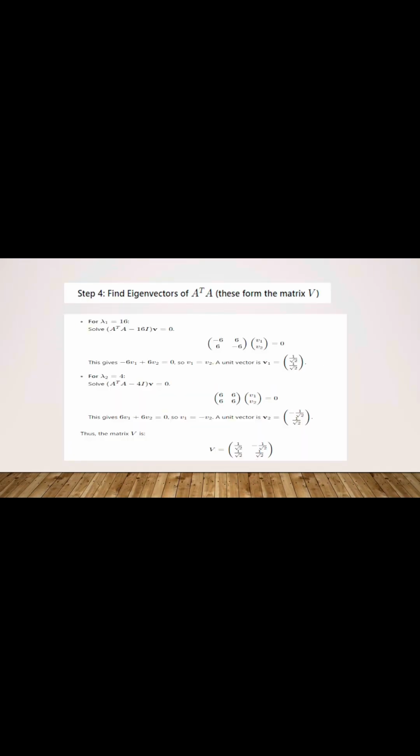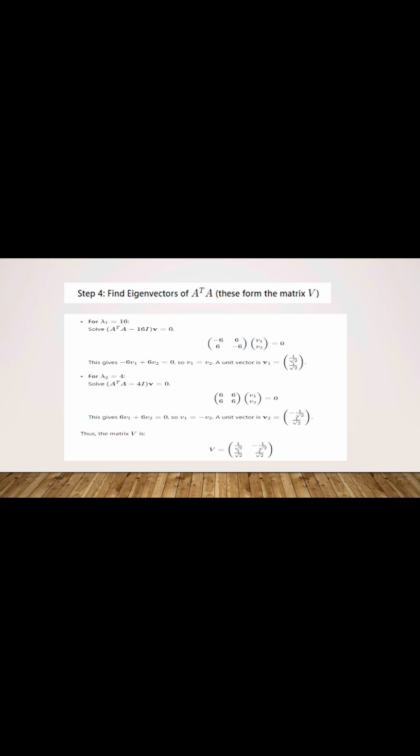Now to find the singular values, which is straightforward: sigma 1 is the square root of 16, which is 4. Sigma 2 is the square root of 4, which is 2. So our sigma matrix will be the diagonal matrix with 4 and 2.